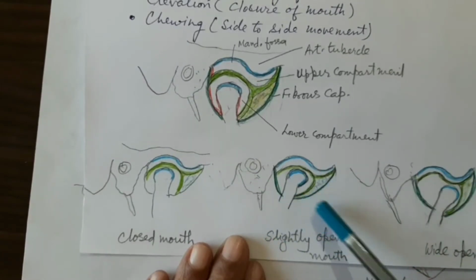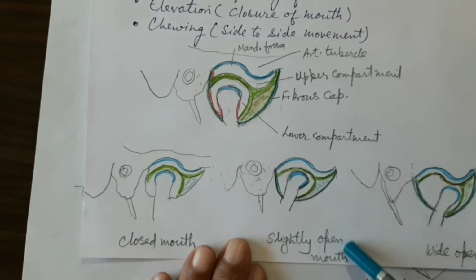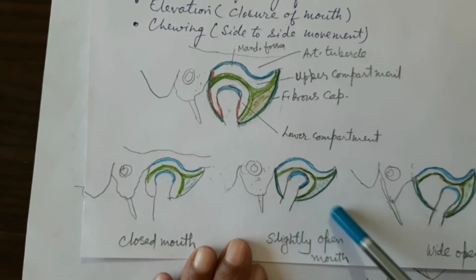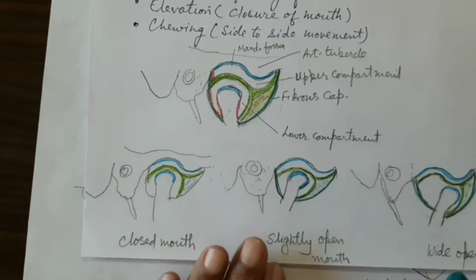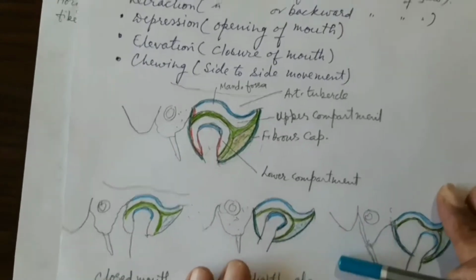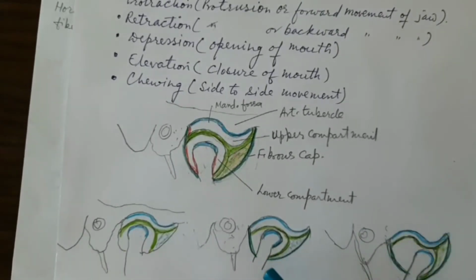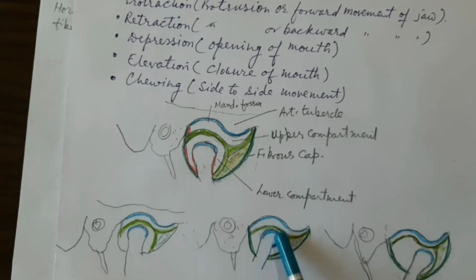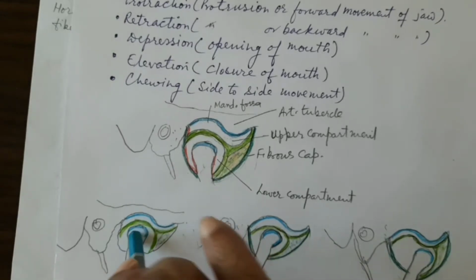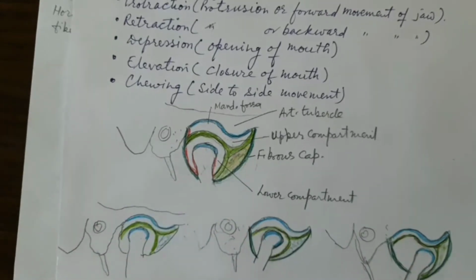So this will lead to the depression of the chin downward, and there will be a slight opening of the mouth. Let us see the description of this and the muscles which are responsible for the slight opening or depression of the joint. In slight opening of the mouth, the head of the mandible rotates. See, this is the head of the mandible. It will rotate forward, in the lower compartment.